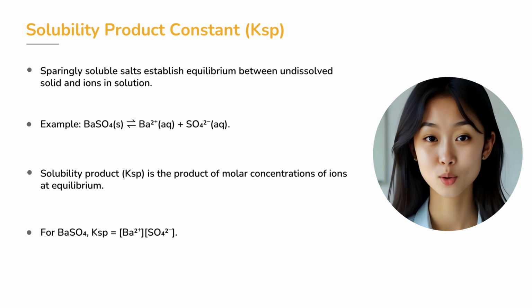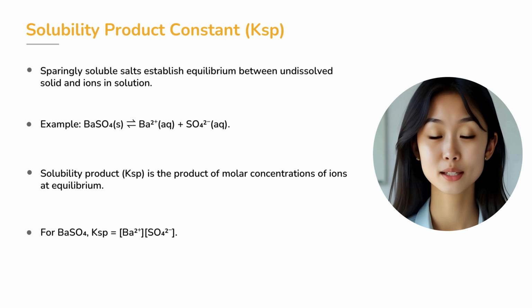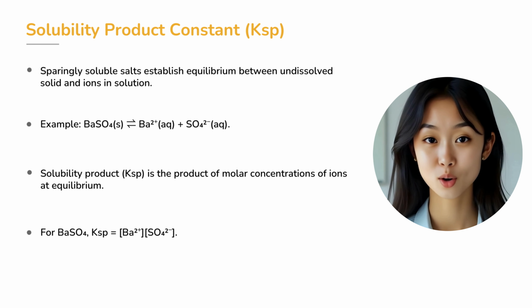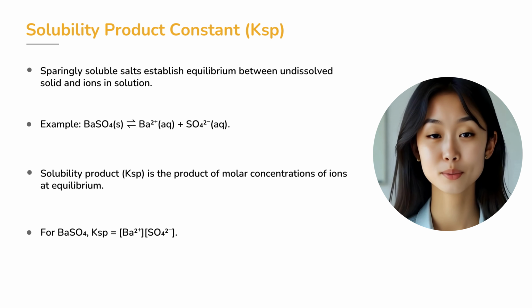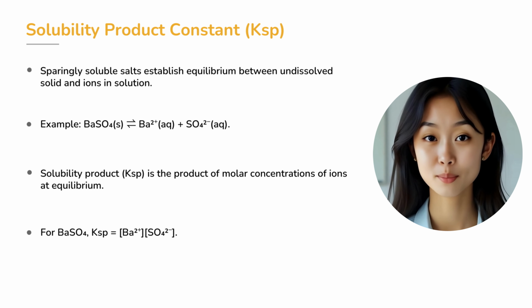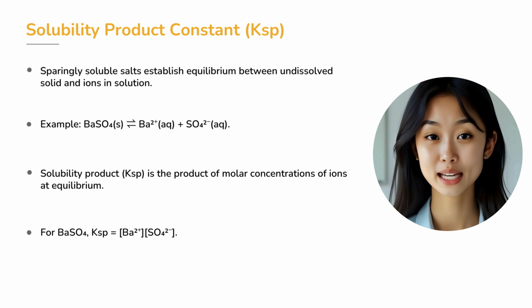To describe this behavior quantitatively, we use the concept of the solubility product constant, or KSP. Let's take the example of barium sulfate. At equilibrium, solid barium sulfate, when in contact with water, dissociates into barium ions and sulfate ions in solution. The equilibrium constant is expressed as K equals the concentration of barium ions multiplied by the concentration of sulfate ions. Since the concentration of the pure solid barium sulfate remains constant, it is excluded from the expression. This K value is what we call the solubility product, or KSP.